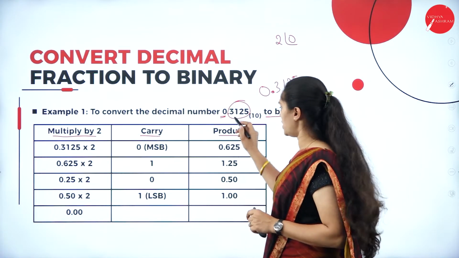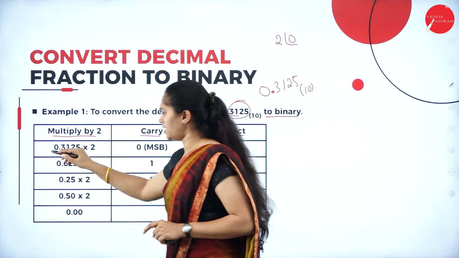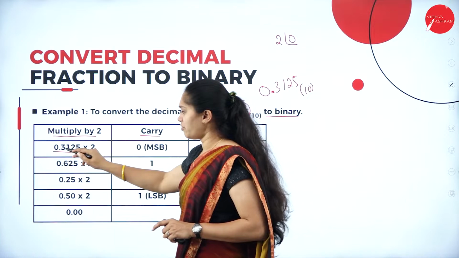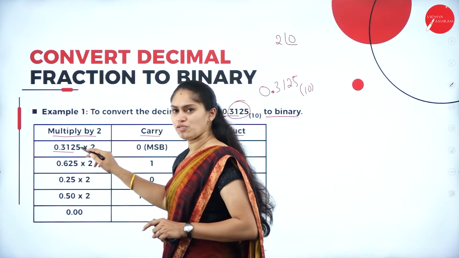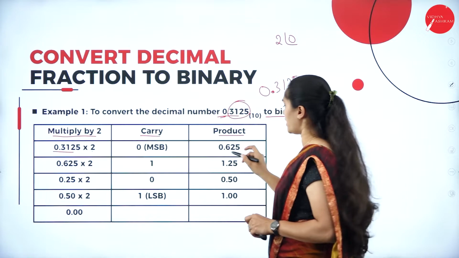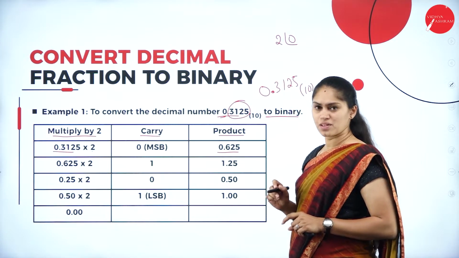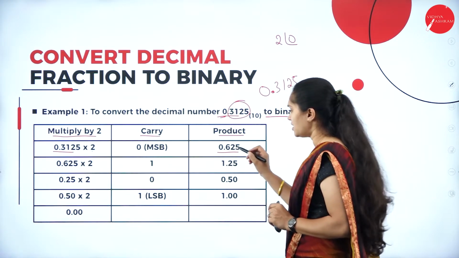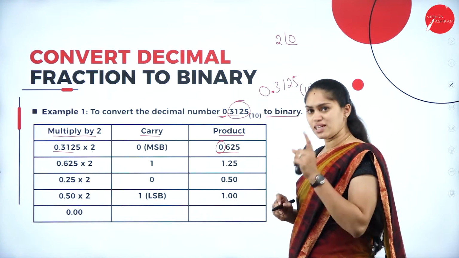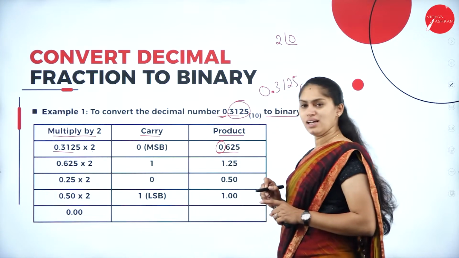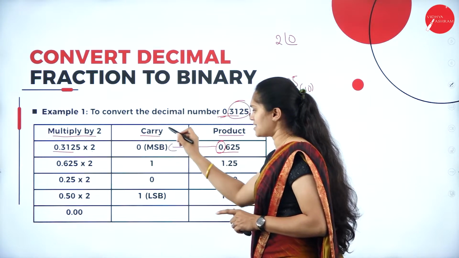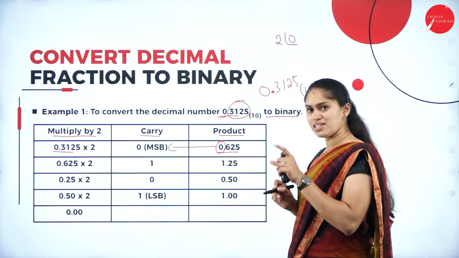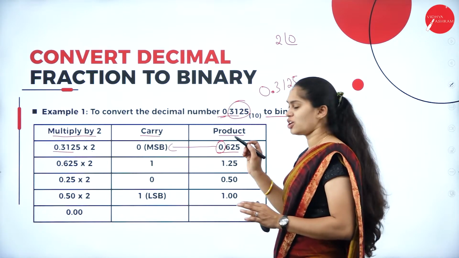Let me consider the question 0.3125. Write it down, 0.3125, which should be multiplied by 2. So 0.3125 into 2 gives the product 0.625. So how can I get to know which is the carry and which is the remainder here? The number which we got before the decimal part, we call this the carry. So this 0 will be copied as a carry here. Then what am I left with? 0.625.